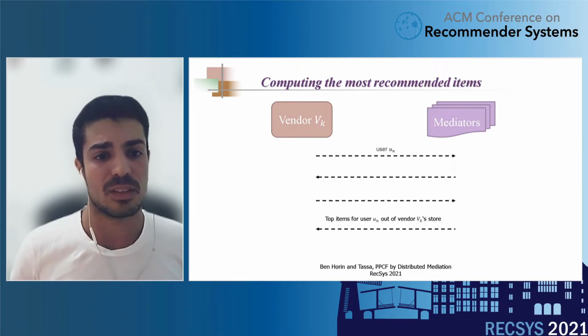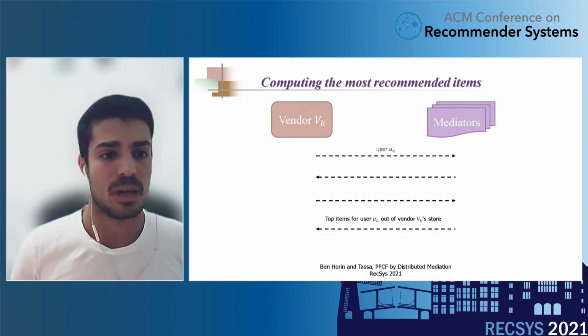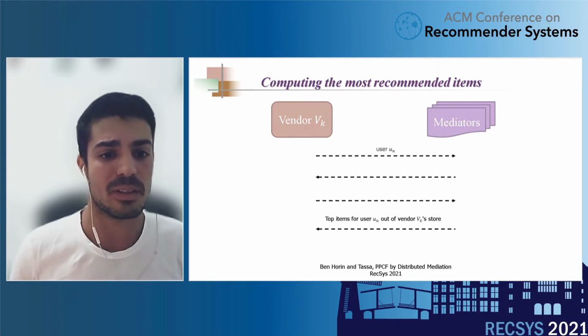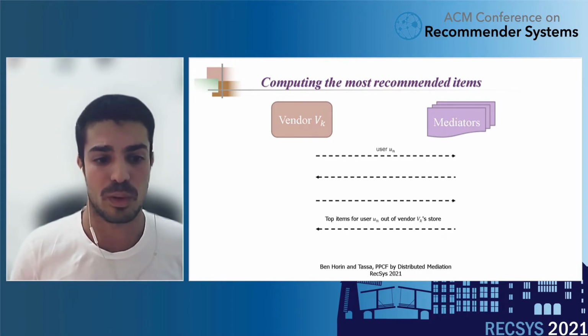Another query that the vendor may submit is the following. UN is a user in my clientele. Please find what are, say, the 5 items from my store that would most appeal to him. Such a query starts another exchange of messages between the vendor and the mediators that ends with the requested items sent to the vendor, while the mediators do not learn any sensitive information in the process. Please see our paper for the details of the processing of those 2 queries.